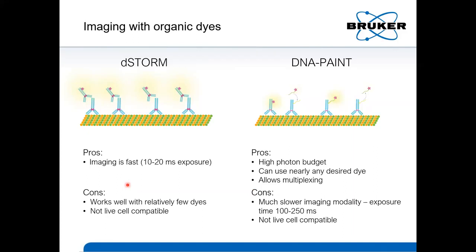When comparing the two methods, both have their advantages and disadvantages. dSTORM imaging is fast, but there are only a few dyes that photo switch really well. DNA-PAINT is great in that regard because the fluorophore used does not have to photo switch. Therefore, you can choose a dye with a high photon budget, which results in a high localization precision. The drawback, however, to DNA-PAINT is often the imaging time because it relies on diffusion of probes. Typical imaging times are much longer compared to dSTORM imaging.